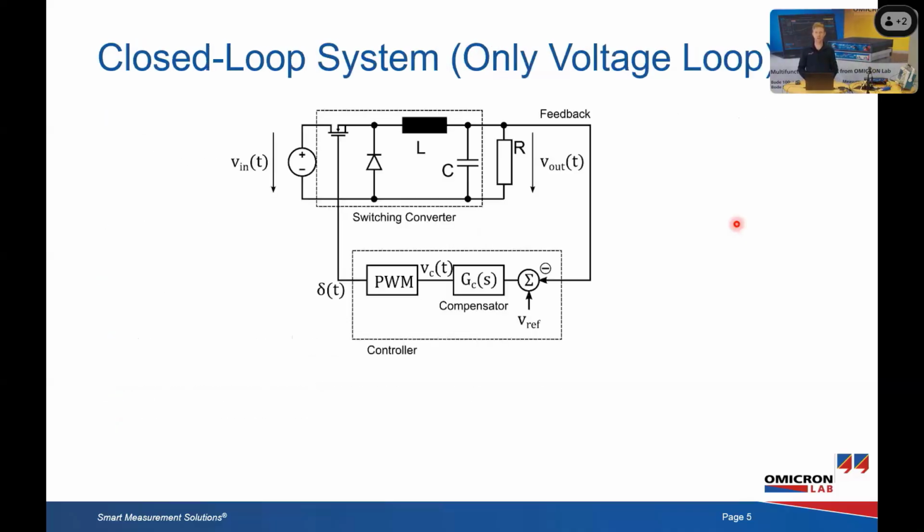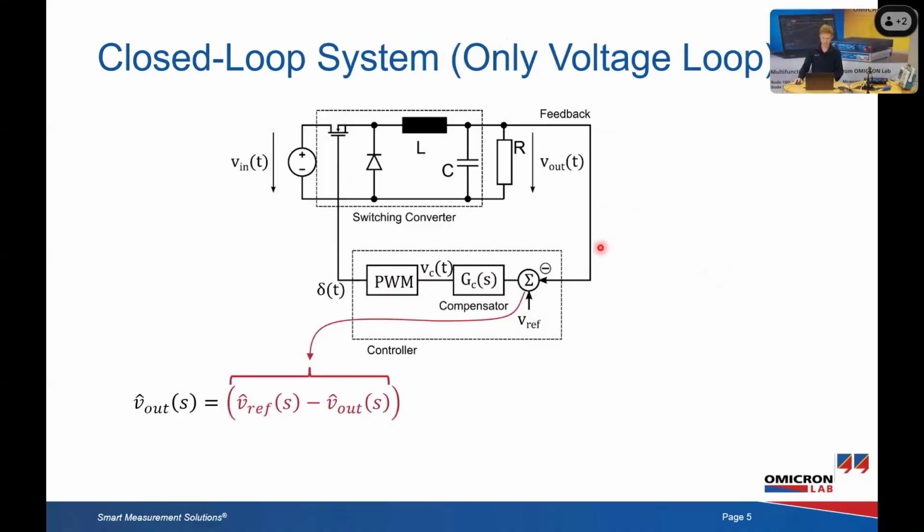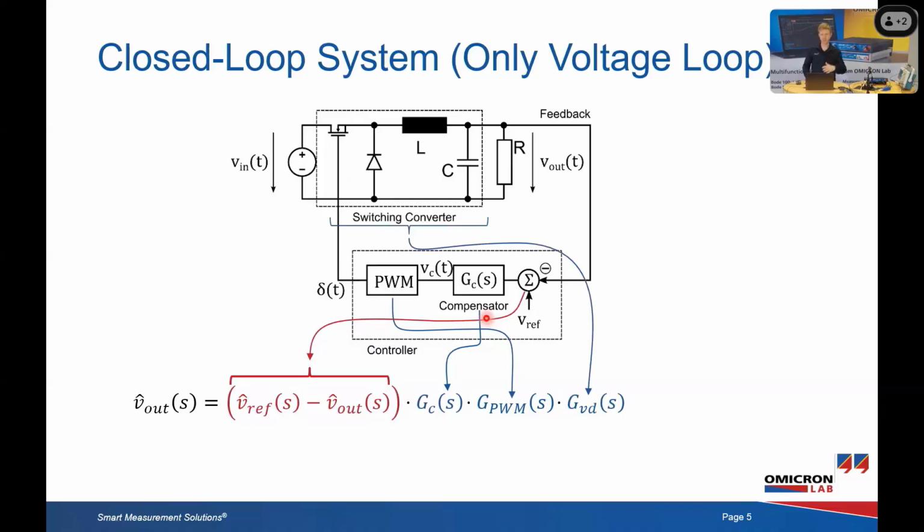Looking a little more closely at the voltage loop of such a converter, we see the switching converter here. That's the power stage. We have the feedback, and we compare the feedback with a reference. We compensate the error, and we create a new duty cycle for the PWM that switches our power switch. If we follow that loop, the output voltage is composed of the difference between the reference and the output, that would be the error voltage, multiplied by the transfer function of the compensator, multiplied by the transfer function of the PWM module, and multiplied by the duty cycle to output transfer function of the power stage.